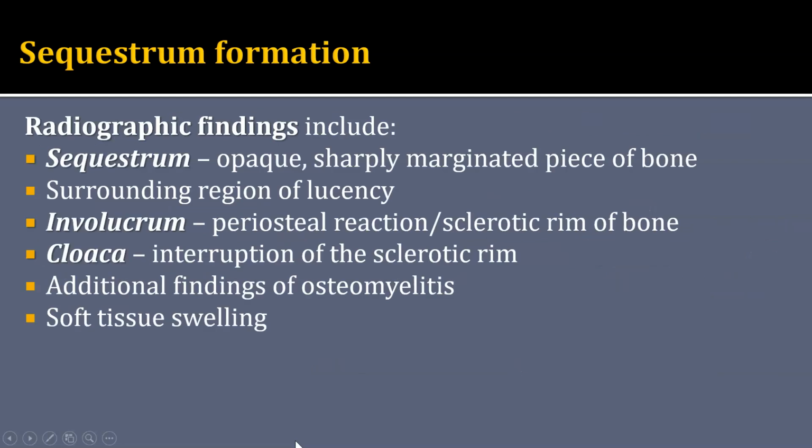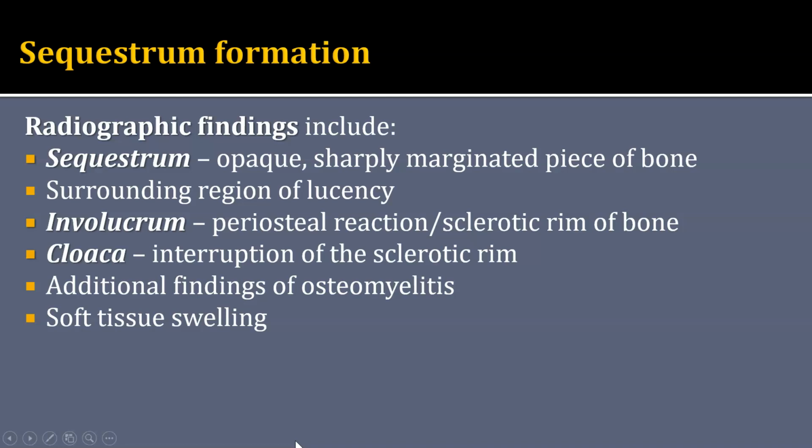So radiographically, what we're going to look for is this very opaque, as opaque as the parent cortex, and sharply marginated piece of bone that is associated with the cortex. And then typically there is a surrounding region of lucency. So the sharply marginated piece of bone is our sequestrum. The surrounding region of lucency is necrotic tissue and pus. That doesn't have a name.